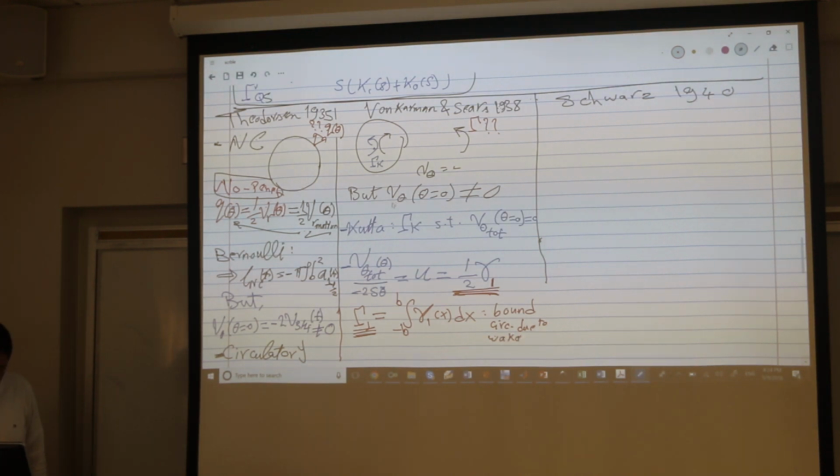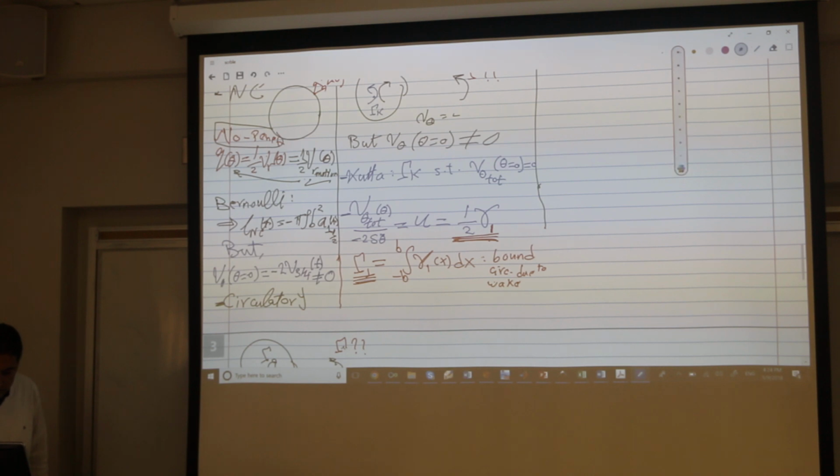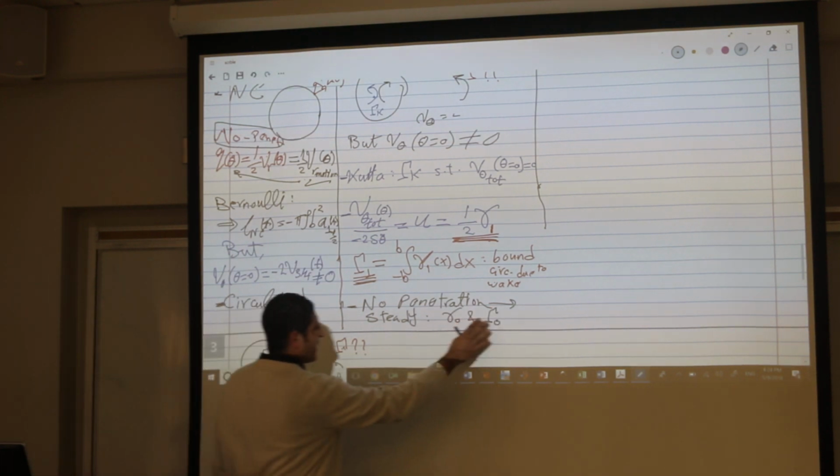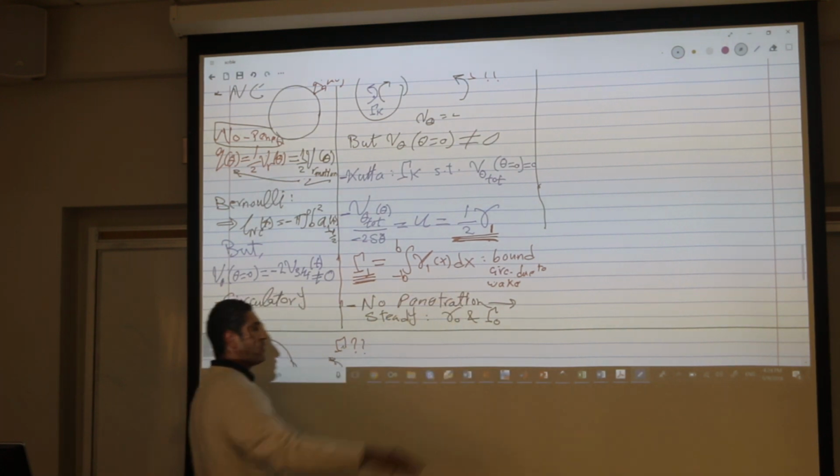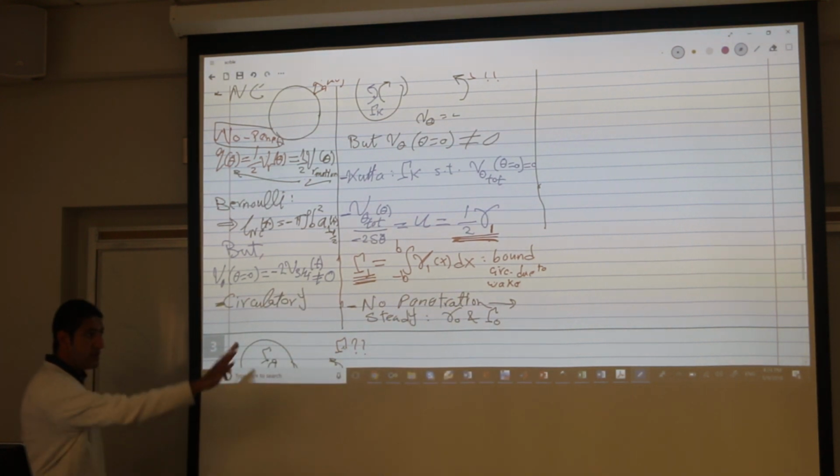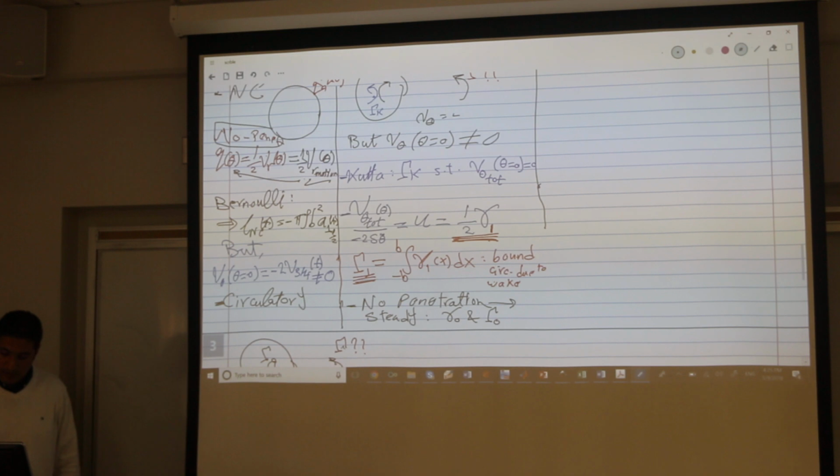Then I said, okay, the problem now is set up, but we did not satisfy the most important condition, which is your motion. So the no penetration, well, we can always satisfy it in a steady fashion. Just do it steady. So we have gamma naught and gamma naught, bound circulation due to the motion of the airfoil, due to a camber. Thin airfoil theory, pure steady thin airfoil theory.